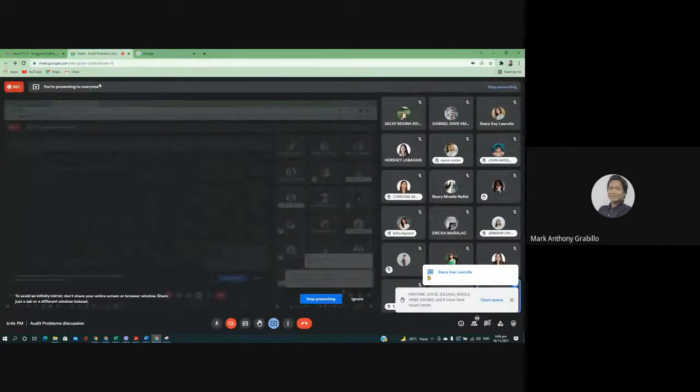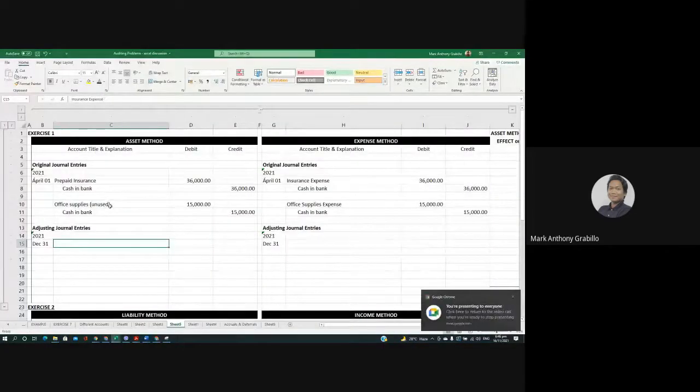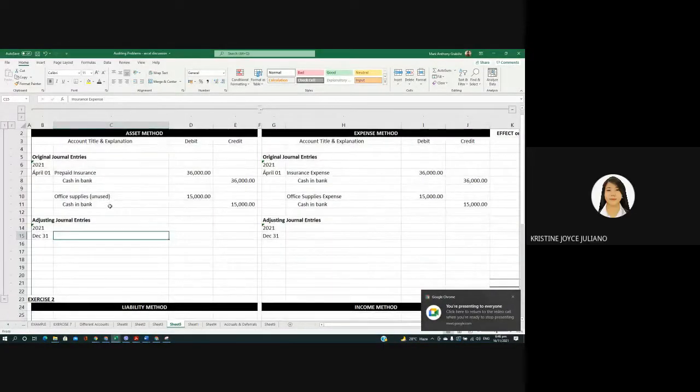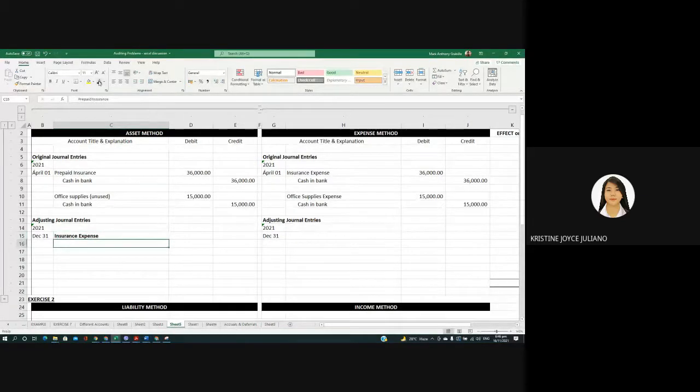Yes, Kristen Joyce. Debit insurance expense, 27,000. Credit prepaid insurance, 27,000. Yes, that's correct. Kasi yung 27,000, ito yung used na prepaid insurance. So, naging insurance expense na siya.